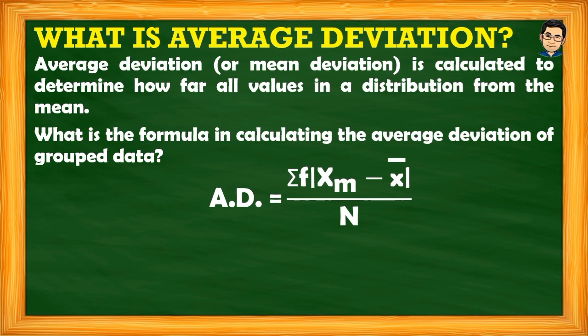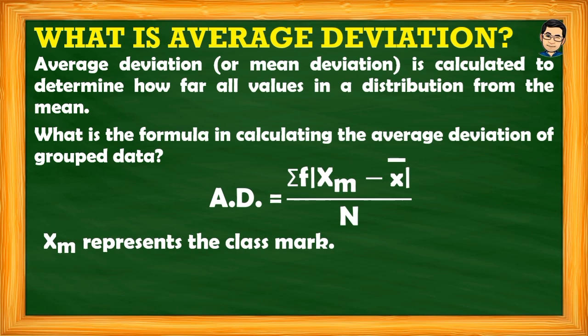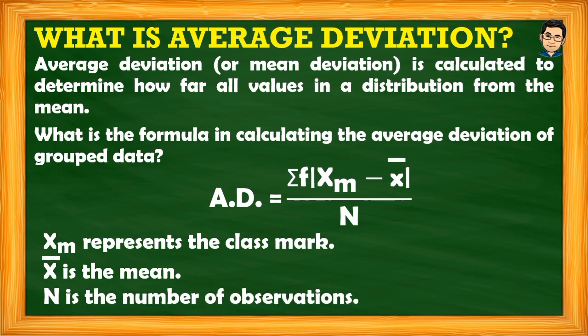The variables you see there: x sub m represents the class mark. Class mark is what we call the midpoint. We add the lower and upper class limits and then divide by 2. Then x bar is the mean, the average. And n is the number of observations, the total number of frequencies. The f stands for the frequency of each class.